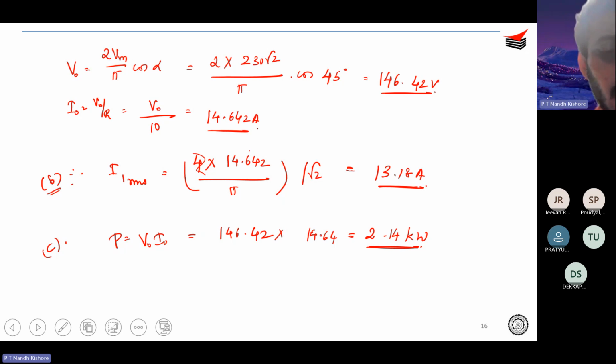So I think this is fine, right? We calculated the power delivered, the fundamental component of the RMS current, and of course the distortion factor you already know. Okay, so we can move on to the next question.